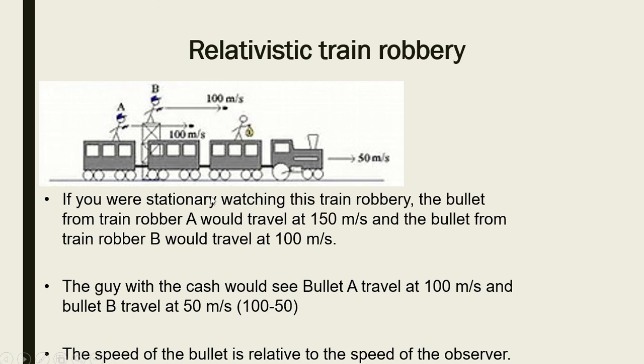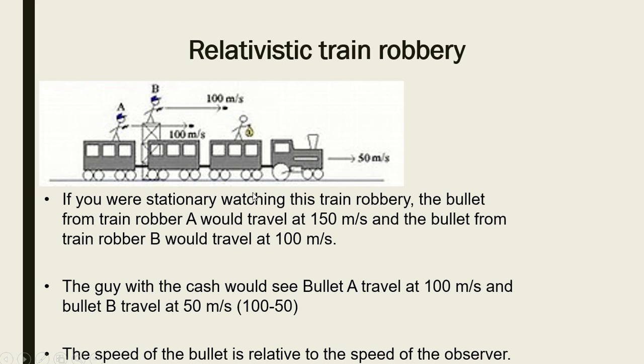So there's a few people. We've got a train moving at 50 meters per second, there's a robber, and a couple of security guards or policemen. Sorry, these are the robbers as well. So this one is on the carriage, so they're on the train. This one is on a stationary platform. Both the bullets are traveling at 100 meters per second.